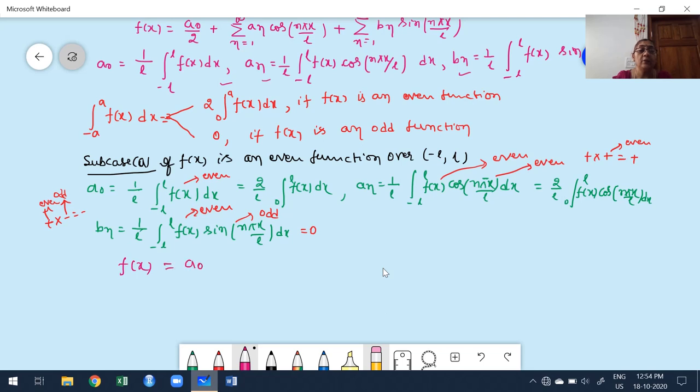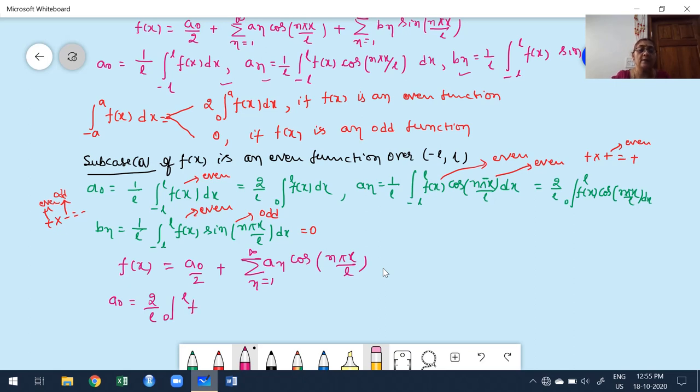a0 by 2 plus summation n ranging from 1 to infinity of an cos of n pi x by L, where what is the a0 formula? 2 by L. We only consider half of the given interval. It is not necessary to take the entire interval from minus L to L. It reduces the calculation and the time consumption compared to the original formula.